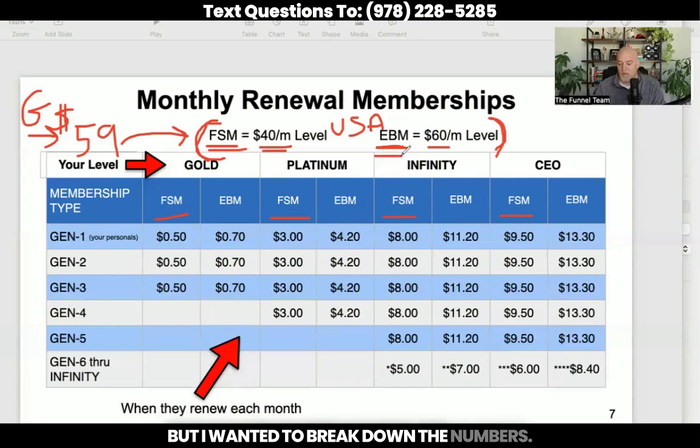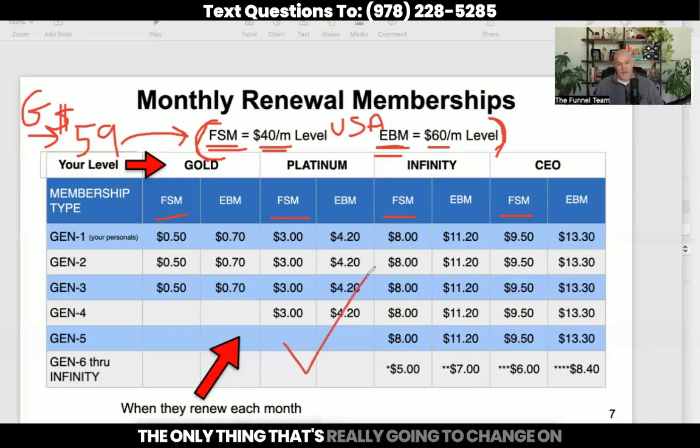But I wanted to break down the numbers. I wanted to break down basically the additions and how that's going to make sense, and what you're going to see coming up once they actually roll out the membership. So as far as the monthly residuals go, those are all going to remain exactly the same. The only thing that's really going to change on the front end is the entry point, which is that new level of international or global for $59 to join. And then it'll be $59 per month. So there you have it, my friends.